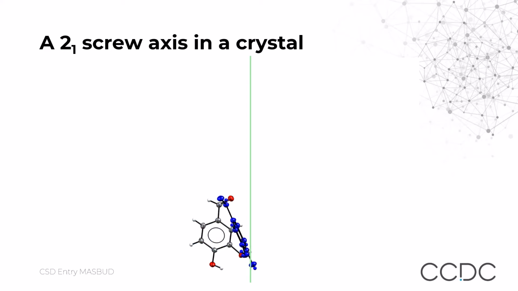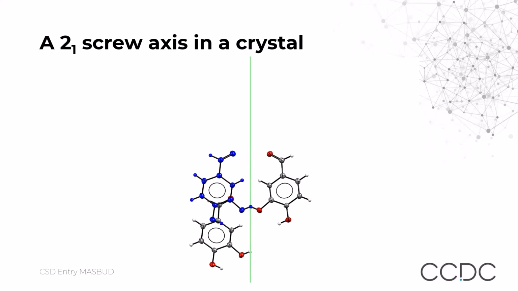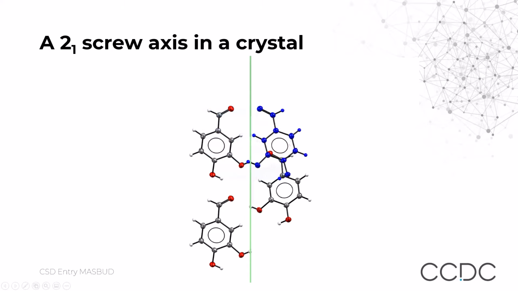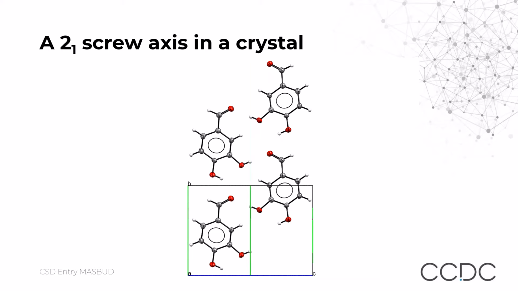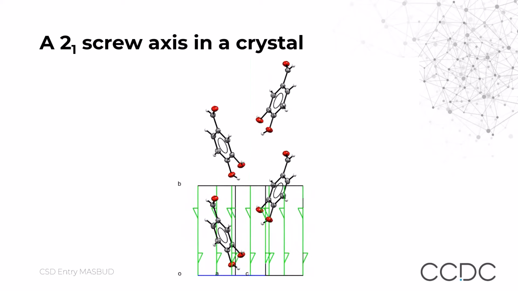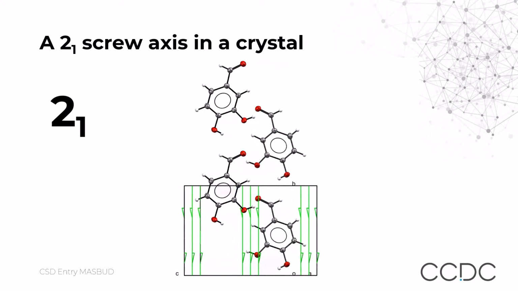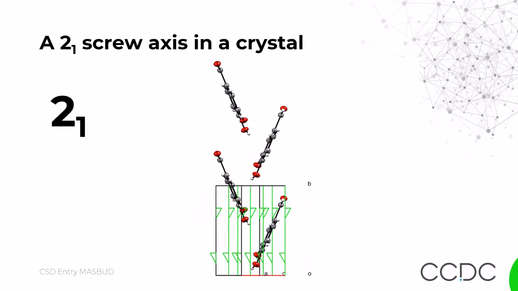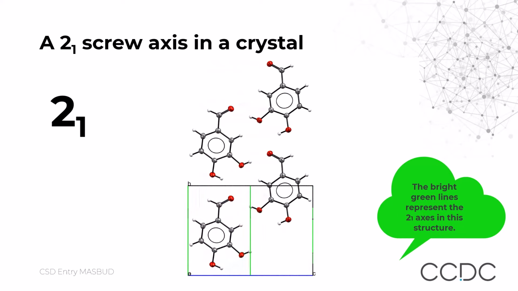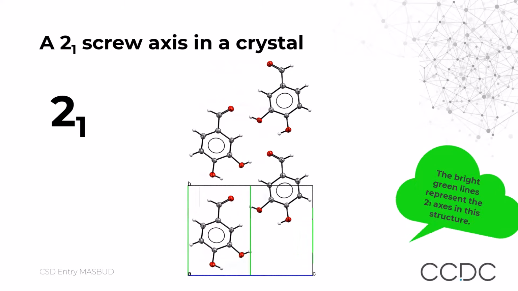Let's consider this same type of axis in the context of a molecule in a crystal structure. Here, once again, the molecule is rotated around the screw axis, then translated parallel to the screw axis to give the position of the next molecule. This repeats continuously along the axis. Here, each rotation is 180 degrees, and each translation is by 1/2 of a unit cell. This is referred to as a 2-1 axis. The bright green lines show the location of the 2-1 axes in the structure.